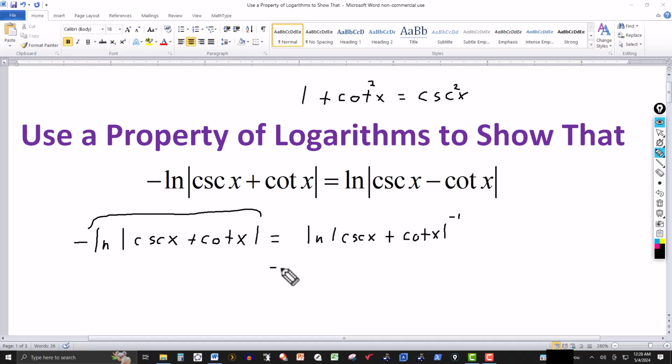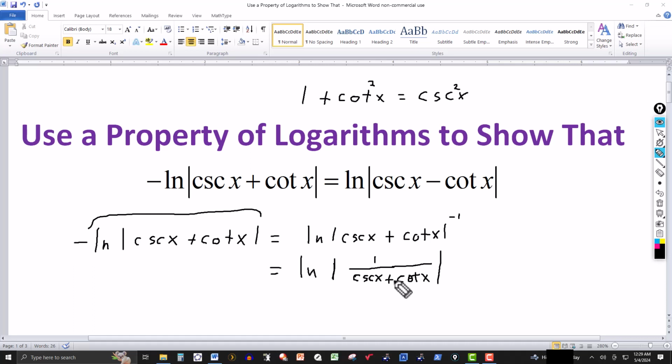And then we can write this as the natural log. I can write this as 1 over, using properties of negative exponents, 1 over this expression here. Or I can just leave the whole thing this way and write it as 1 over cosecant. I can write this as absolute value cosecant of x plus cotangent of x. And this is the property of logarithms. That's one way to write it.